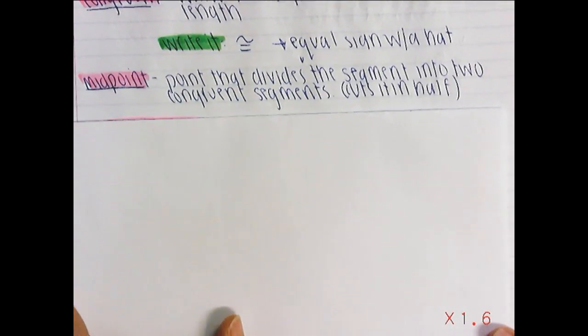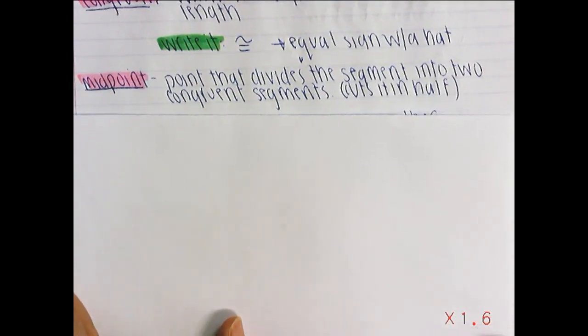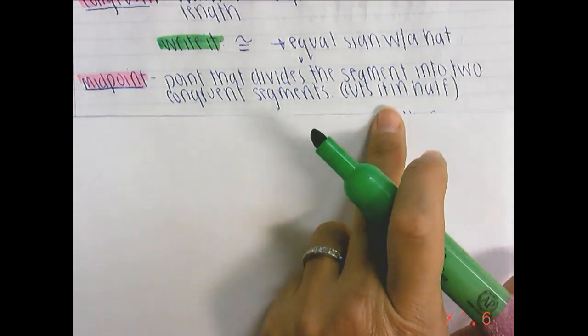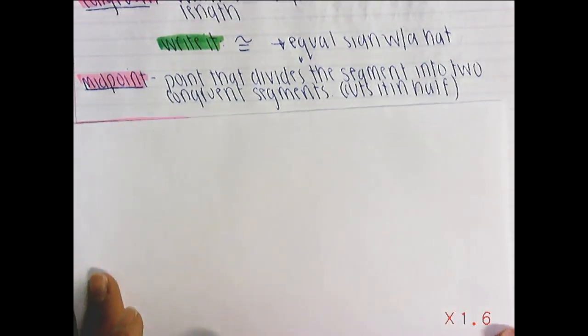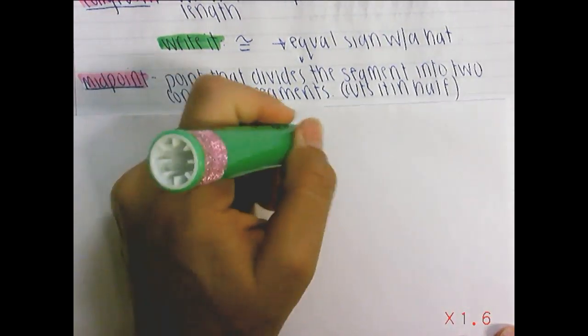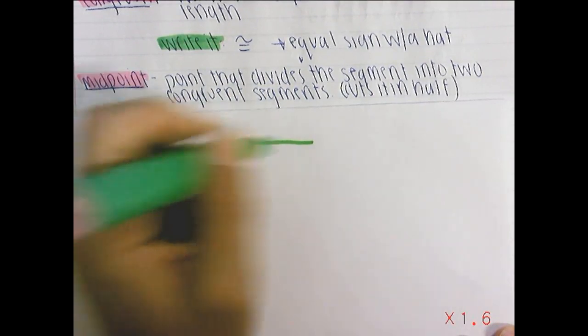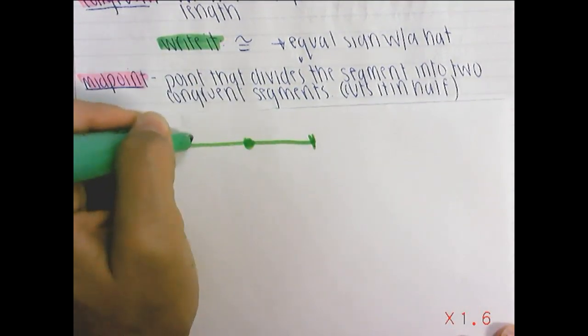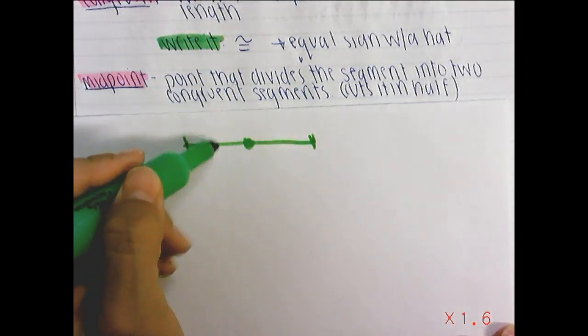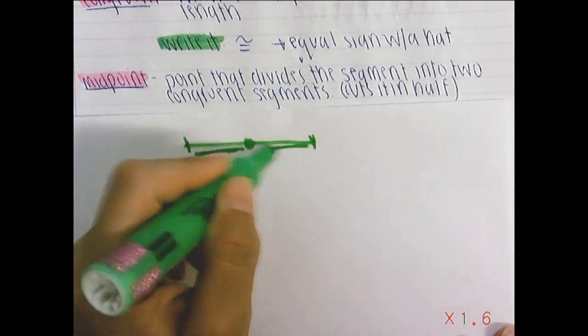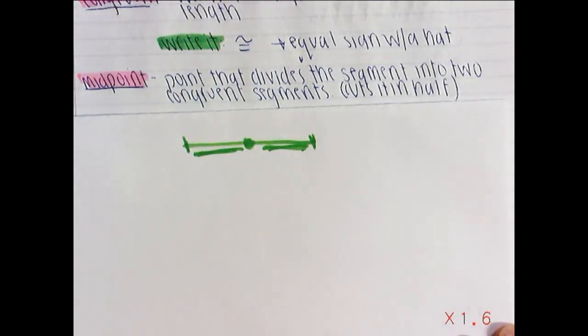Then there is midpoint. That is the point that divides a segment into two congruent parts. It basically cuts it in half. So you're going to have a segment, right? And somewhere right in the middle will be its midpoint, which means that this piece and this piece are equal or congruent.